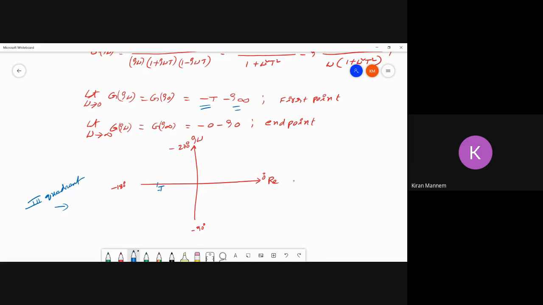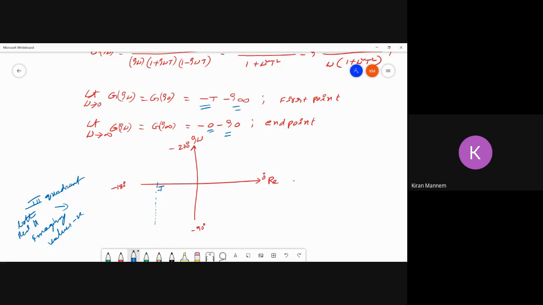Right? Both real and imaginary values are negative, right? So your first point will be in the third quadrant and also the last point also in the third quadrant, right? But if you look at the imaginary value, it is minus j infinity. So it is somewhere like this, right? I'll draw an asymptote line for this.